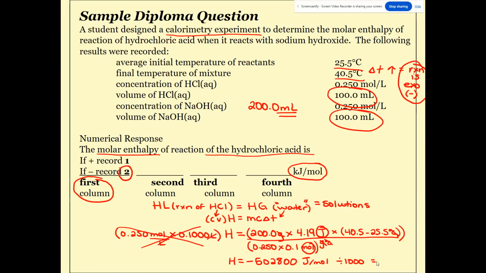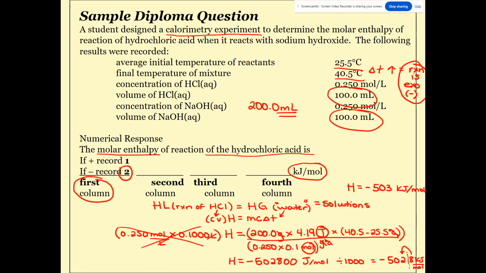So when I divide by 1,000, that gives me negative 502.8 kilojoules per mole. And it looks like we can have only 3 significant digits. So if I round that off, I'm not cutting off the decimal, so I don't need to put it into scientific notation, but I'm cutting off an 8. So that's going to leave my answer. My H is going to be negative 503 kilojoules per mole. Okay?